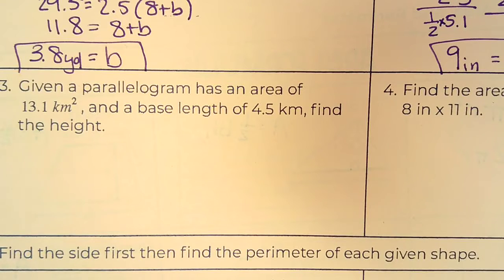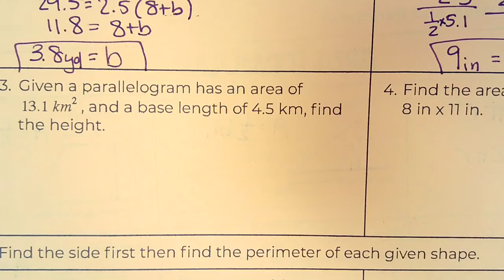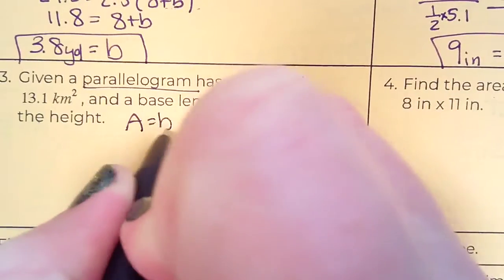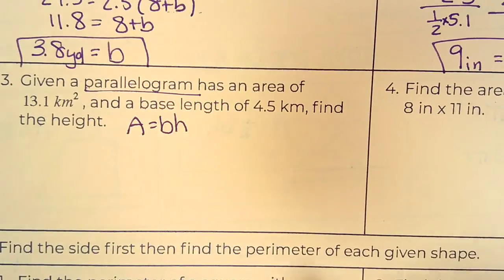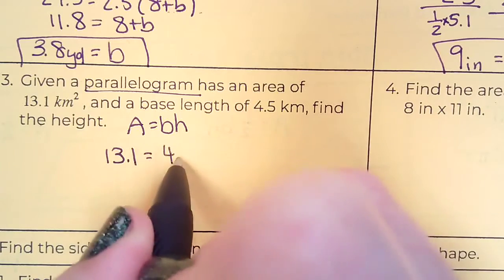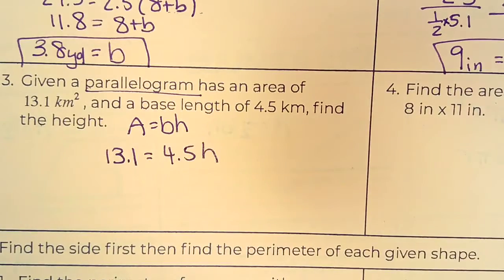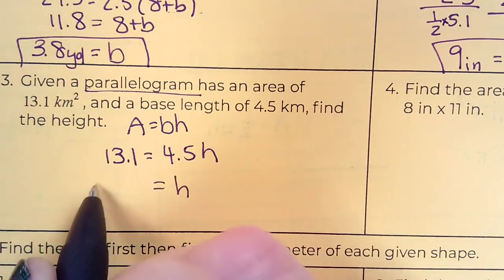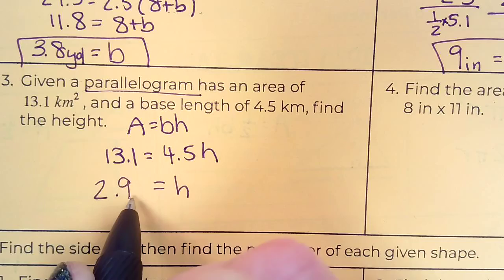Number 3, given a parallelogram has an area of 13.1 kilometers squared and a base length of 4.5 kilometers. Find the height. So let's recall our area formula for a parallelogram. It's A equals base times height. So if the area is 13.1, the base is 4.5, we're looking for height. To get h alone, divide by 4.5 on both sides. Should get 2.9 kilometers.